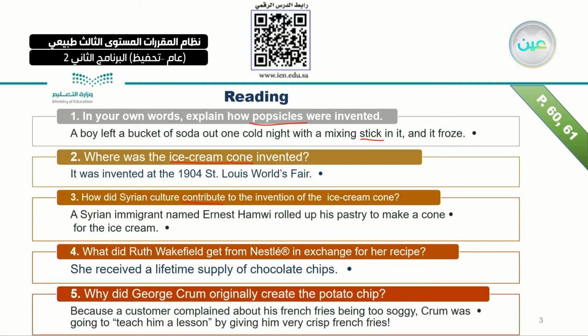Number 5, why did George Crumb originally create the potato chip? Because a customer complained about his French fries being too soggy, which means too thick. Crumb was going to teach him a lesson by giving him very crisp French fries, which are the thinner ones.